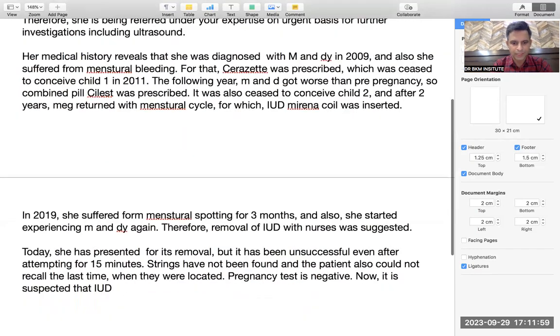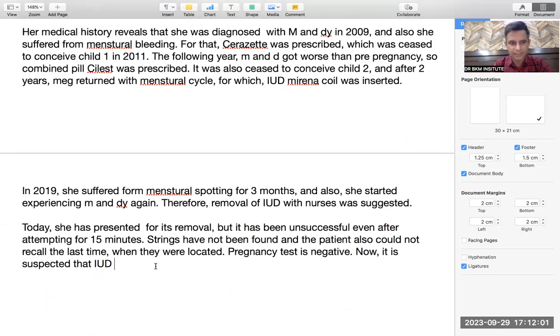Okay. And here I am saying pregnancy test. Now it is suspected that IUD has, this is grammar, has either, means either this has happened or that has happened, has either shifted or has fallen out.